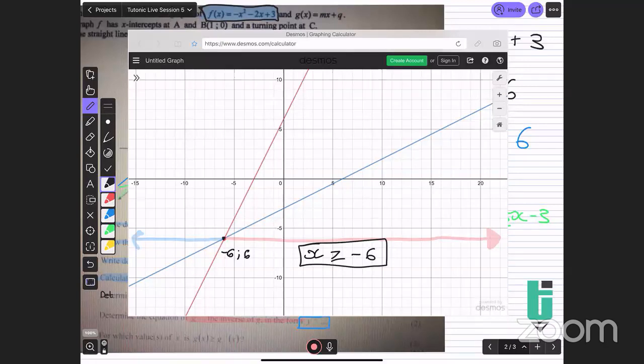Because they're saying greater than or equal to. Do you guys see that? Greater than or equal to. Yeah. And here they're equal, and here they're greater. Okay. Happy? Everybody happy? Yep. Any other questions?